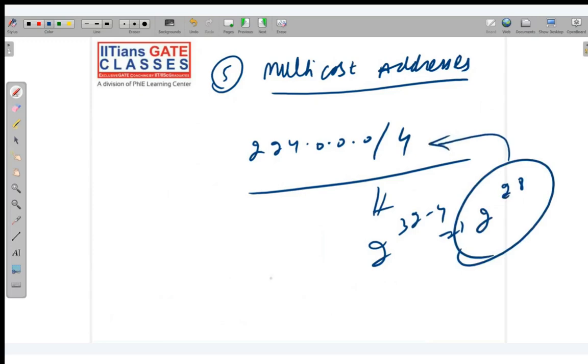Yeah, this is all about it. We will not dig deep into multicasting, how it is done, because it is not required for GATE. Yes, you can take the snapshot. I will jump to the next slide.